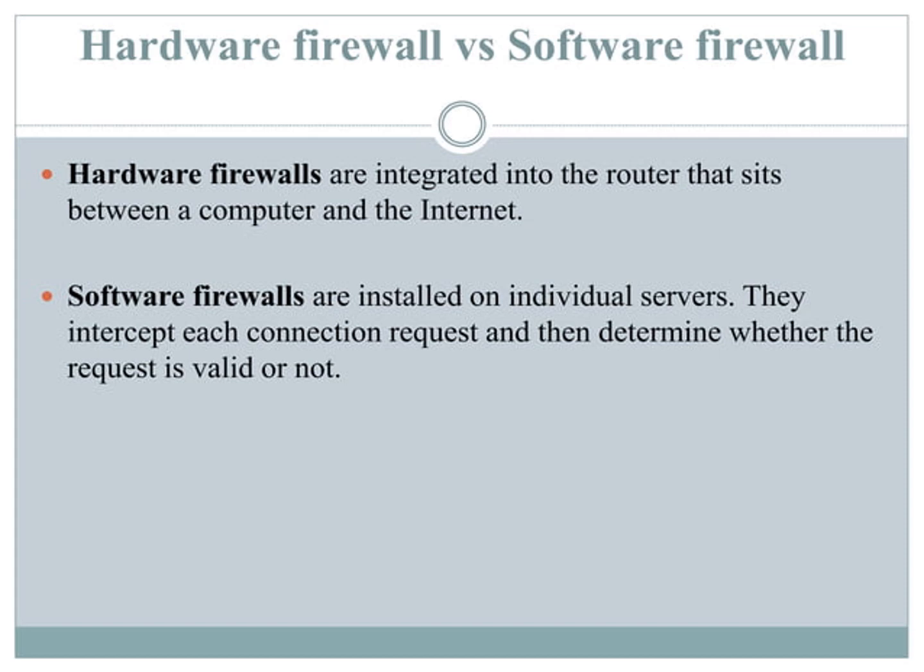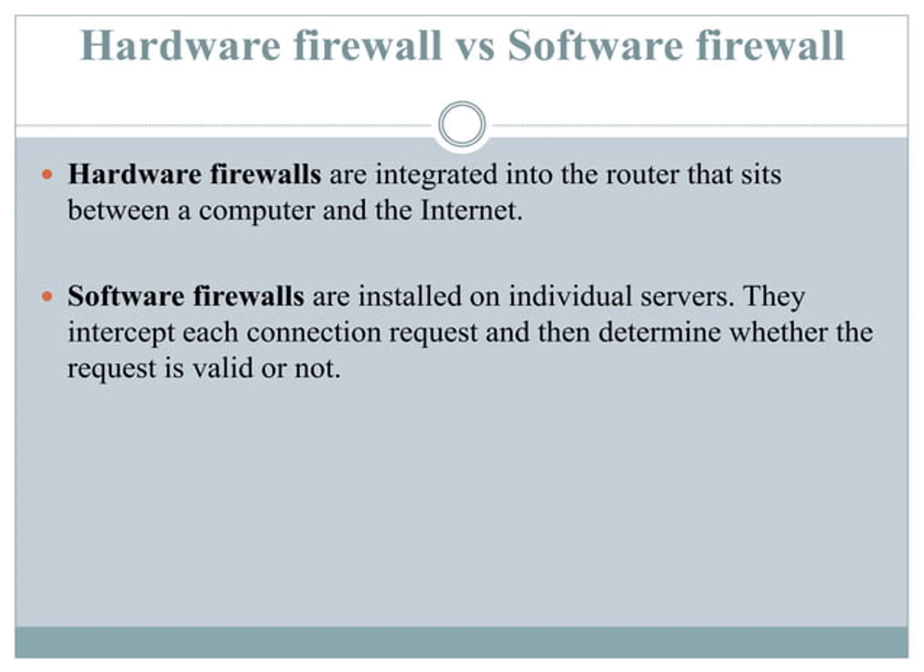Then the other one is software firewalls. Software firewalls are installed on individual servers. In the server, they intercept each connection request and then determine whether the request is valid or not, because the software firewall can check whether the request is valid or not.